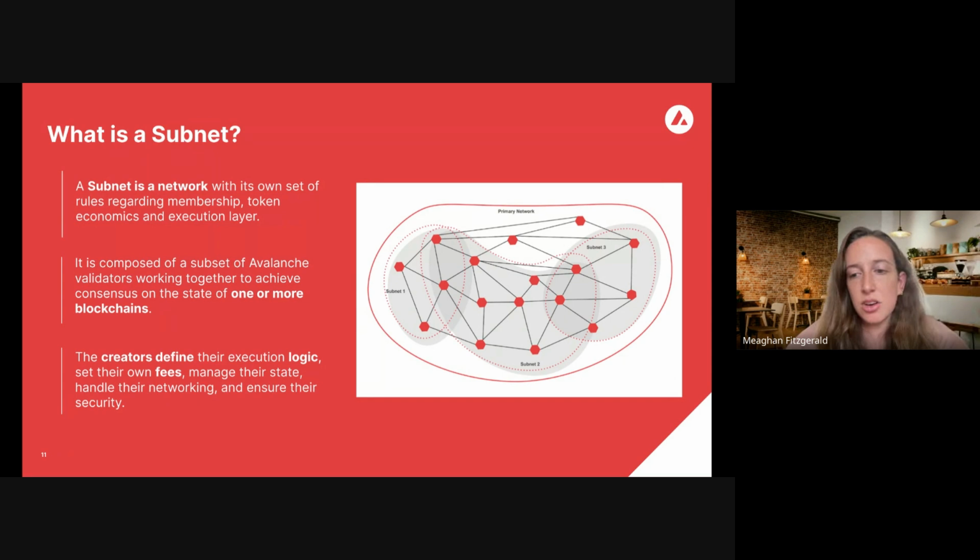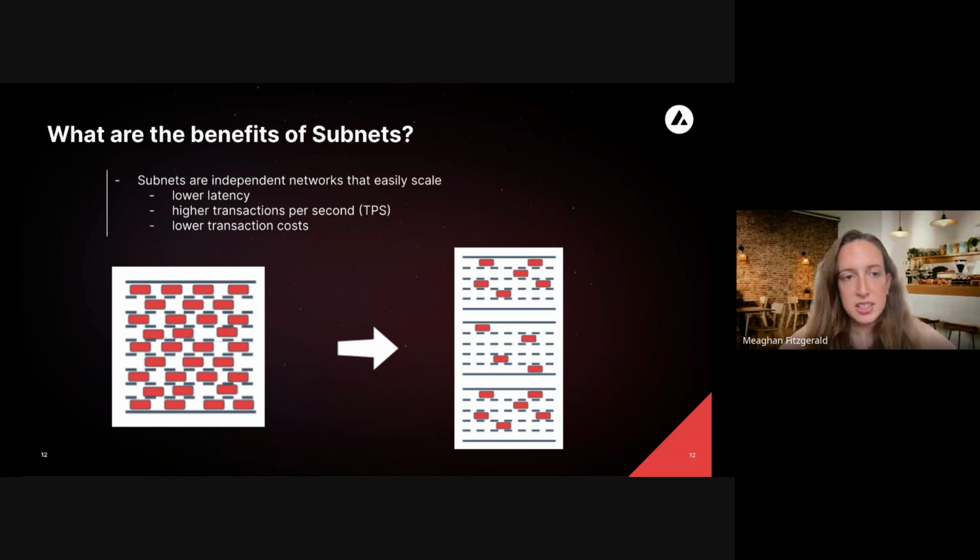And you can define your execution logic, which means you can use a fork of the EVM, or a fork of the SVM, or something that is compatible with SUI-based programs, or the Aptos blockchain, or WASM, CosmWASM, whatever virtual machine you want to deploy and validate with Avalanche validators, you can do that. You can design your staking mechanism if you want people to stake to your network in order to validate. The possibilities are endless.